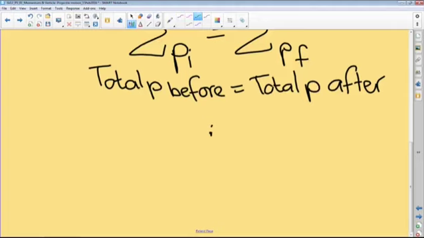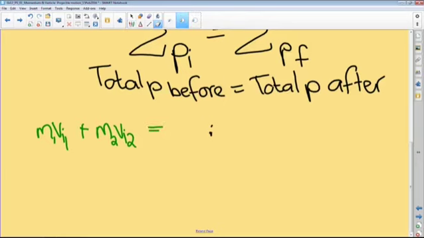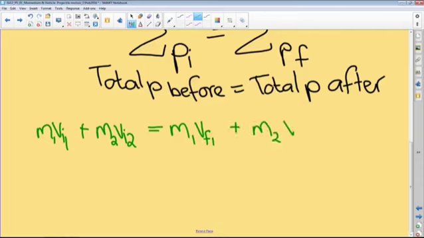If we have two separate objects that then collide and move off as separate objects, then we would say that my first object and its initial velocity plus my second object and its initial velocity is going to be equal to the first object and its final velocity plus my second object and its final velocity, okay?